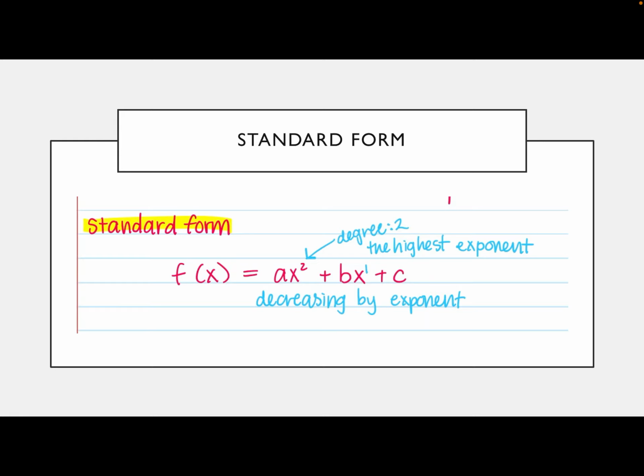Just remember that a, b, and c are regular numbers, and we need that x squared, because if we did not have x squared, then it would not be called a quadratic. It would look like something else. It would look like a line, or it would look like a circle or something like that.